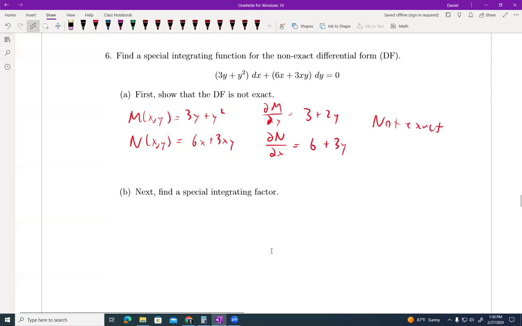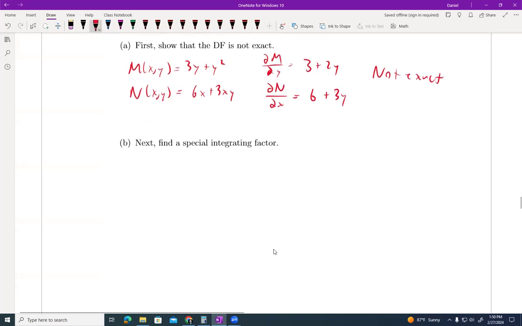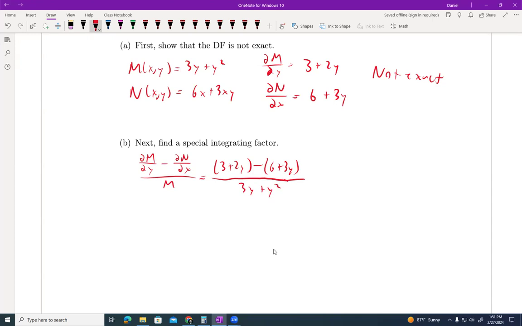Okay. So now we have to find a special integrating factor. The special integrating factor formulas are on the first page of the exam over there. Basically, we need to find dM/dy minus dN/dx over M, right? And if this is purely a function of x, then we're good. So let's go ahead and plug in what we have here. dM/dy is 3 plus 2y minus dN/dx is 6 plus 3y over M, which is 3y plus y squared. Okay, let me just make sure I'm using this correctly here.